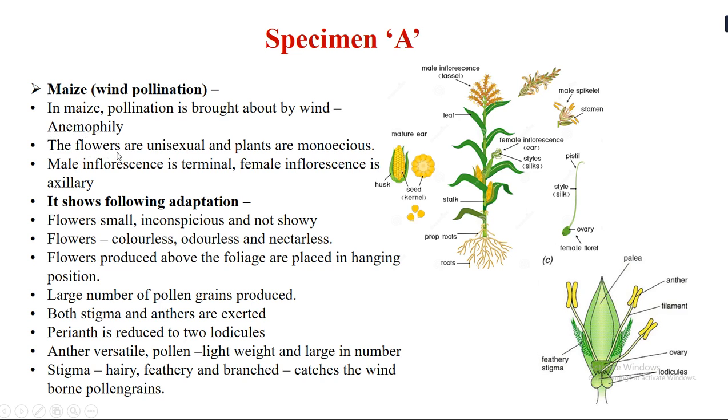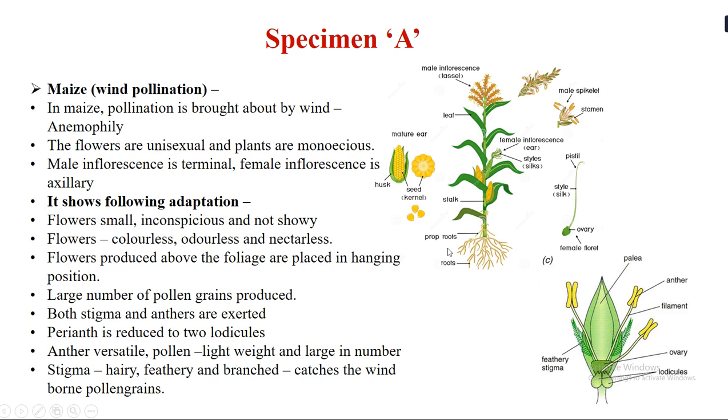Now over here, the flowers are unisexual and the plants are monoecious. The flower will be unisexual, that means it will bear only either the male reproductive organ or the female reproductive organ. And the plant is monoecious, that means the plant will have both male as well as female reproductive parts.